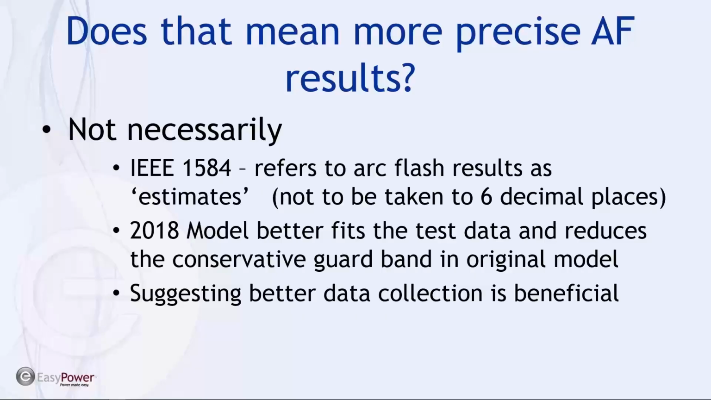So the question comes up, does that mean that there's a more precise arc flash result? Well, not necessarily. The IEEE refers to arc flash results as estimates, and so they shouldn't be taken to 6 decimal places. I think it's more accurate to say it's a less conservative result by using the integrated method. The 2018 model better fits the test data and reduces the conservative guard bandwidth that was built into the original model. So it does suggest that the more accurate we are in data collection, it will result in a more beneficial or less conservative incident energy calculation.